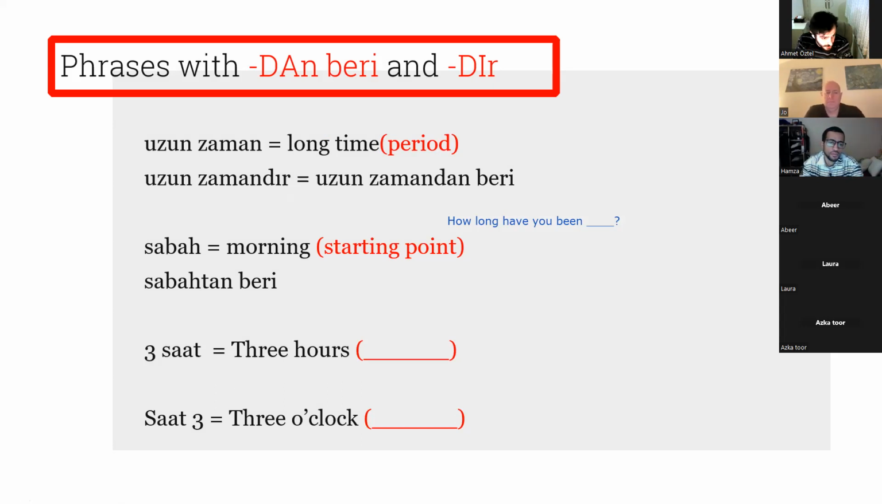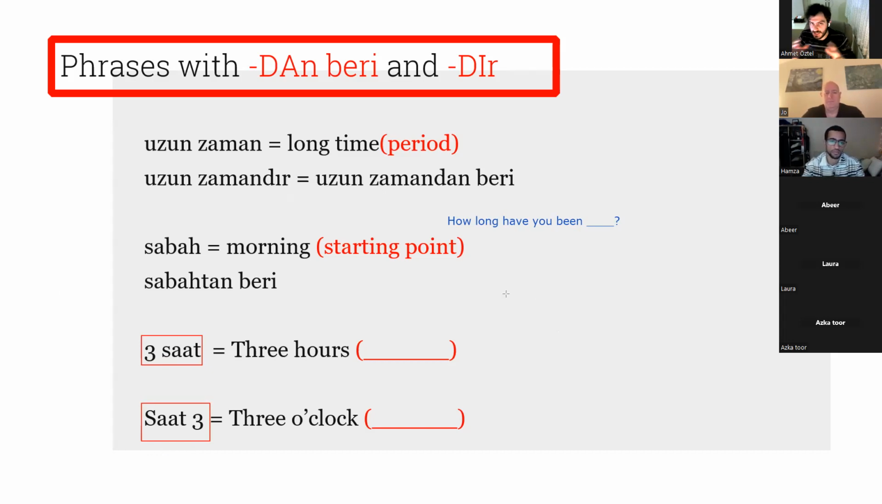And then there is a tricky one over here because 3 saat and saat 3 are quite different. So you have to be careful with this one. 3 saat basically means 3 hours. Meanwhile, saat 3 means 3 o'clock. So in these ones, because they are tricky, you have to be careful. So let's find out which one takes which option.